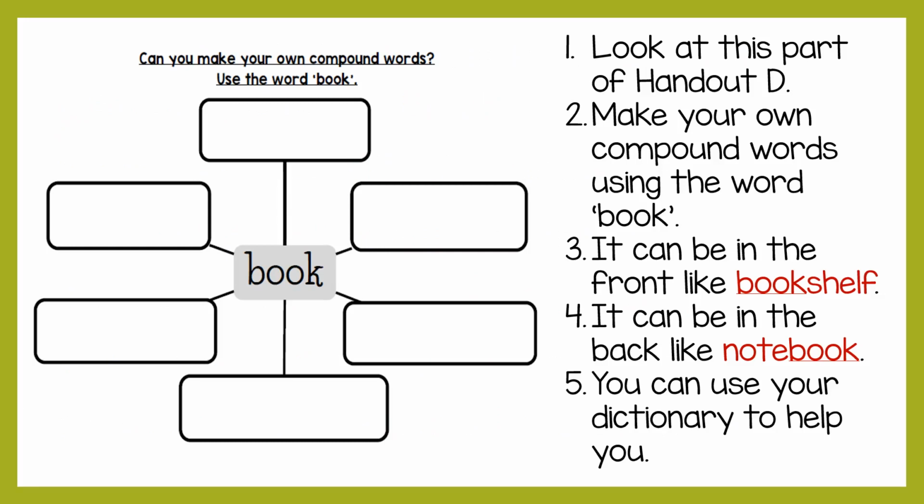Now look at this part of handout D. You are going to make your own compound words using the word book. It can be in the front, bookshelf, or it can be in the back, like notebook. Okay, so use the word book to make new compound words. It can be in the front, like bookshelf, book dulu, or it can be in the back, notebook. Dia lain dulu baru book. You can use your dictionary to help you find these words. Okay, pause the video while you do the handout.